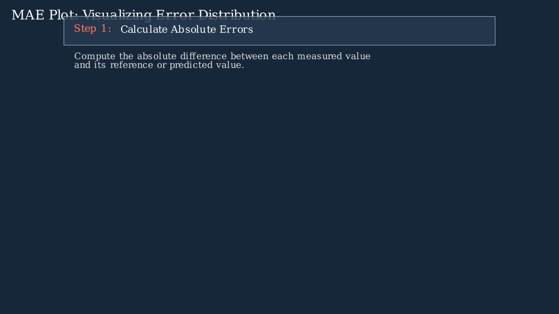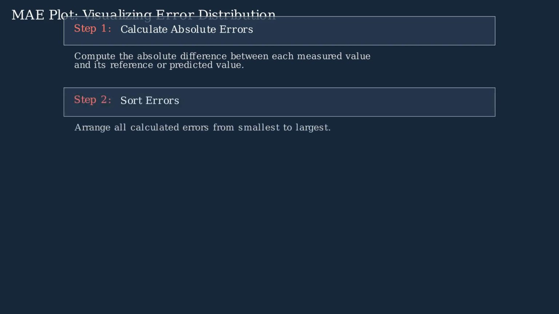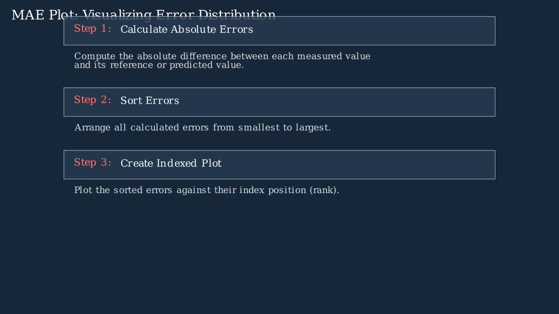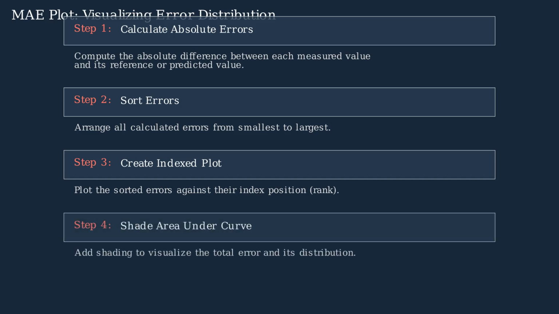Creating an MAE plot involves 4 key steps. First, we calculate the absolute error for each data point. Next, we sort these errors from smallest to largest to understand their distribution. Third, we plot the sorted errors against their index or rank, creating a line graph that shows how errors increase. Finally, we shade the area under this curve, which visually represents the total error in our measurements.